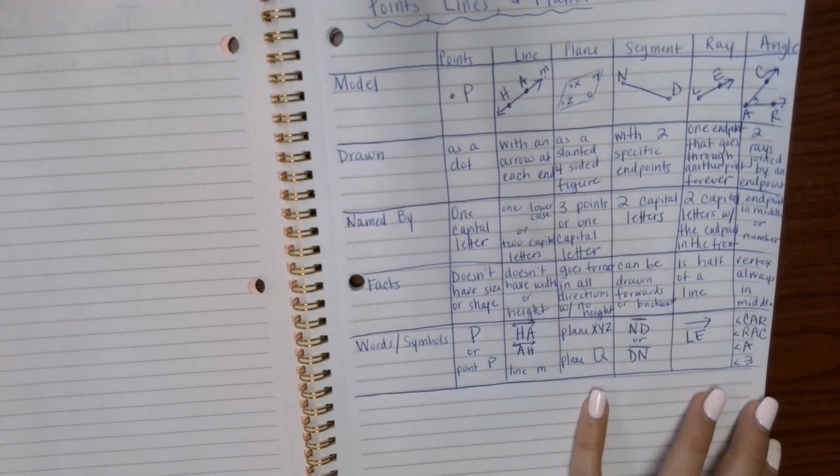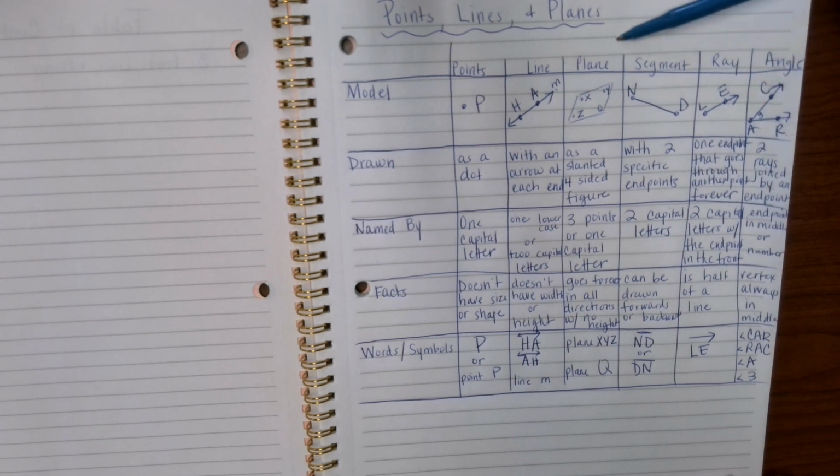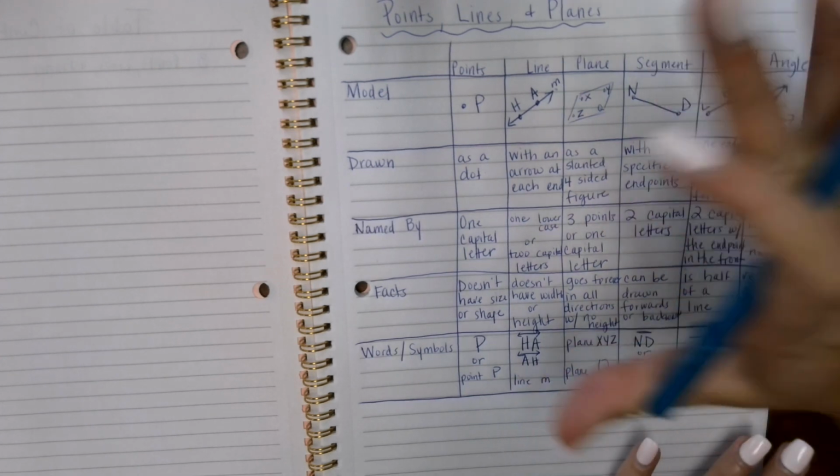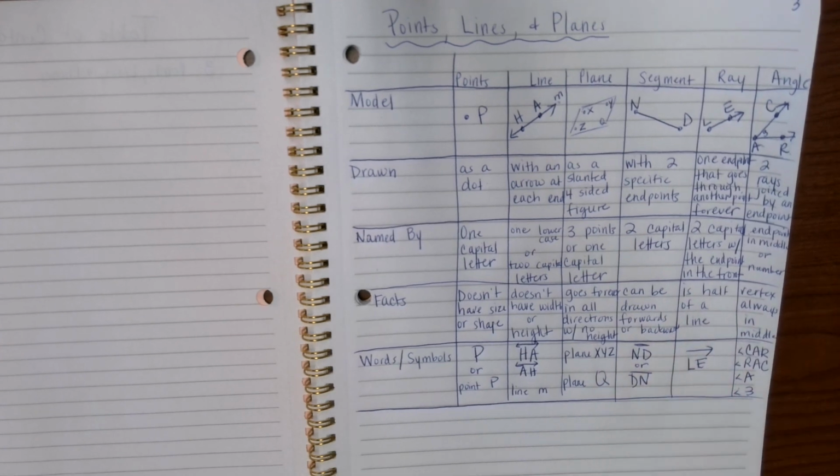All right, I hope you learned lots about how to label points, lines, planes, segments, rays, and angles. We're going to be using these a lot this year. So now you're going to go on to your lesson.